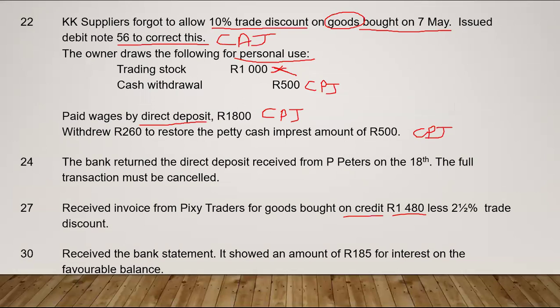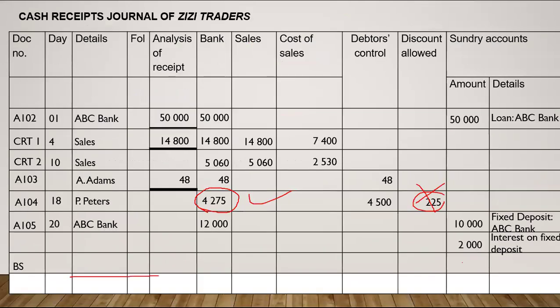Received the bank statement. It showed an amount of 185 for interest on favorable balance. We did this right at the beginning. Interest on favorable balance is interest income, and it'll be recorded in the cash receipts journal as interest income, or you can write it as interest on favorable balance. Okay, what I did here is incorrect. Because this was from the bank statement, it was under bank. It won't go under analysis of receipts.